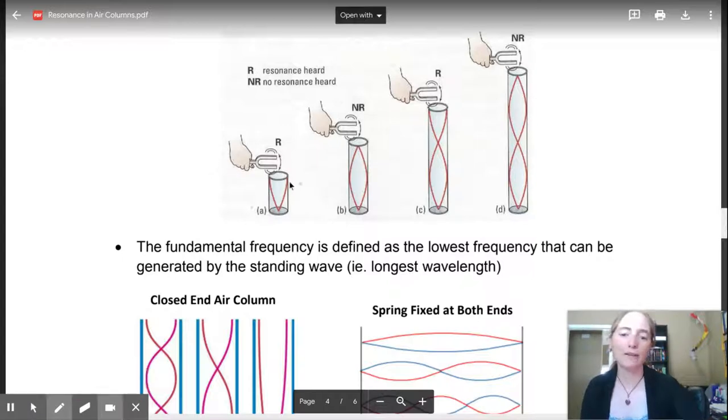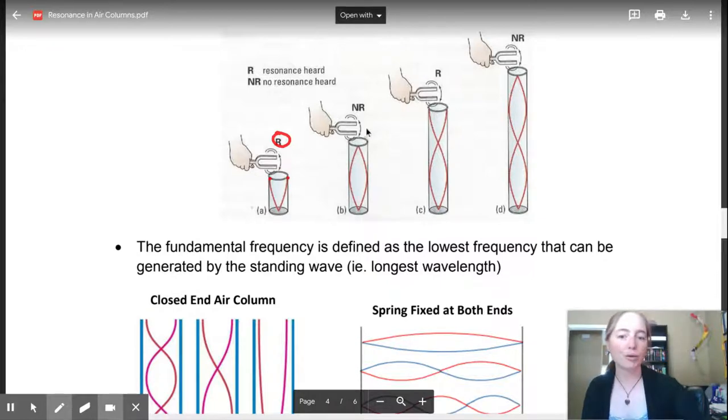So what we have here is a very short tube, okay? And then we have a tuning fork. So if you tap the tuning fork, and if the tuning fork is at a frequency that matches the tube, you are going to then have your frequency able to oscillate there. This is where you would have resonance. You would hear the sound, okay?